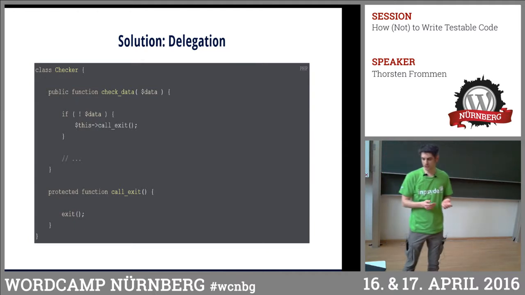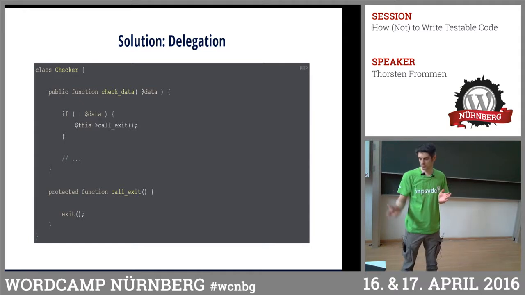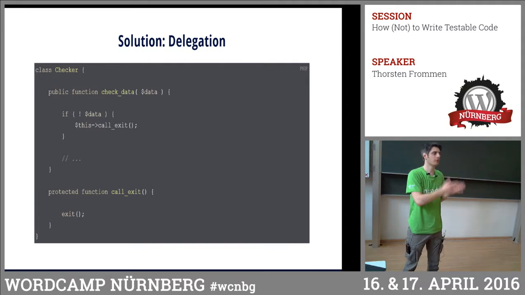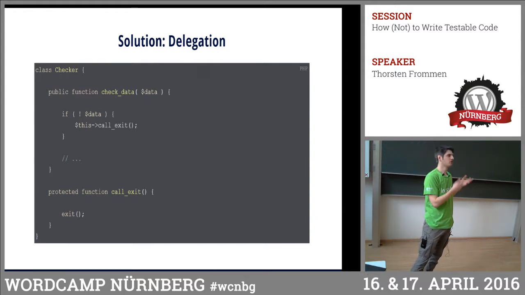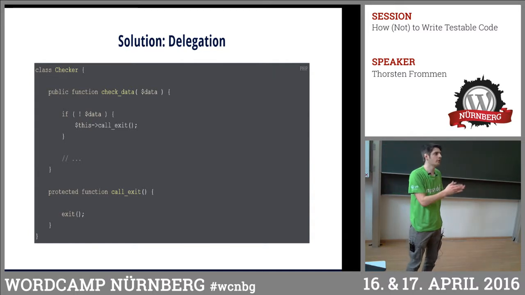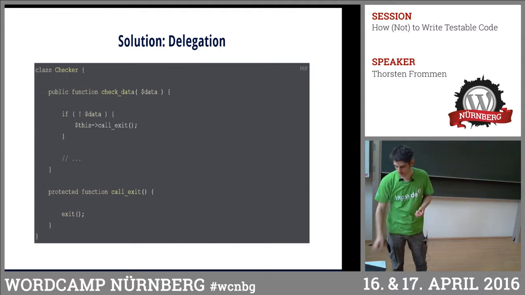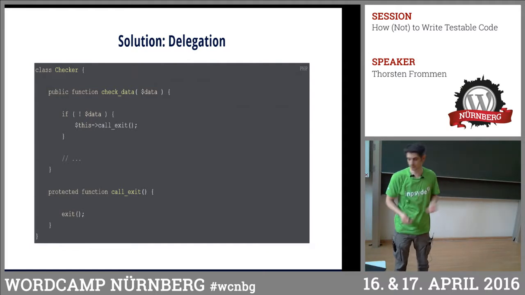So what you might do here is just write a wrapper function for exit, which you can then mock. You can mock your checker object where you want to test the check data method, and mock the call exit method from there. I could have made that public or protected if I'm just extending the checker class. Then the call exit method does nothing. Maybe it returns the string exit, or outputs exit, and then I can check that. But the actual PHP function exit is not being called in my test. Of course, when I'm running my software as it should be, this call exit actually calls the PHP language construct exit.